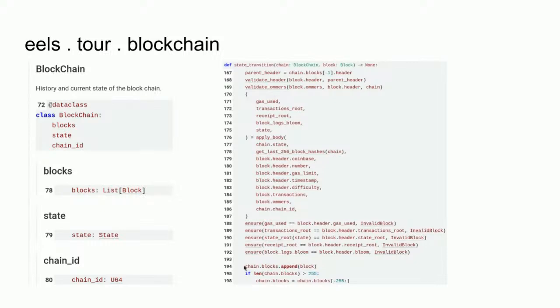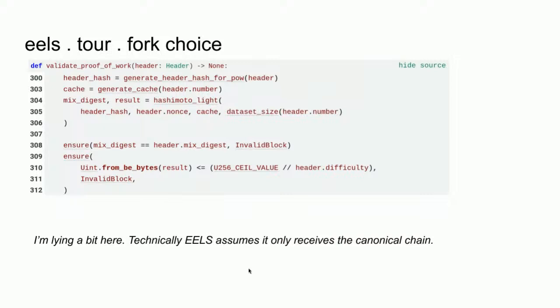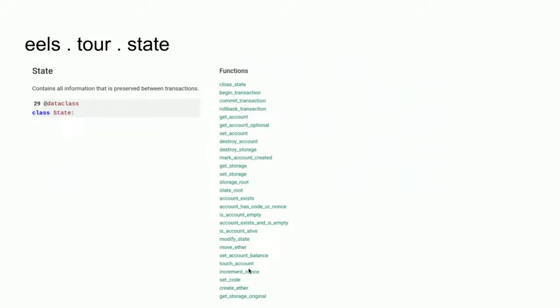And then right here in 194, that's actually building the blockchain. So we try very hard to keep it very simple Python, very easy to understand. Similarly, here is validating the proof of work for a particular block. It's not exactly fork choice, but it's what we have. We expect to receive only the correct blocks because we don't handle reorgs. That would be a whole extra complication in our database that we don't touch. But we do have a full state implementation.